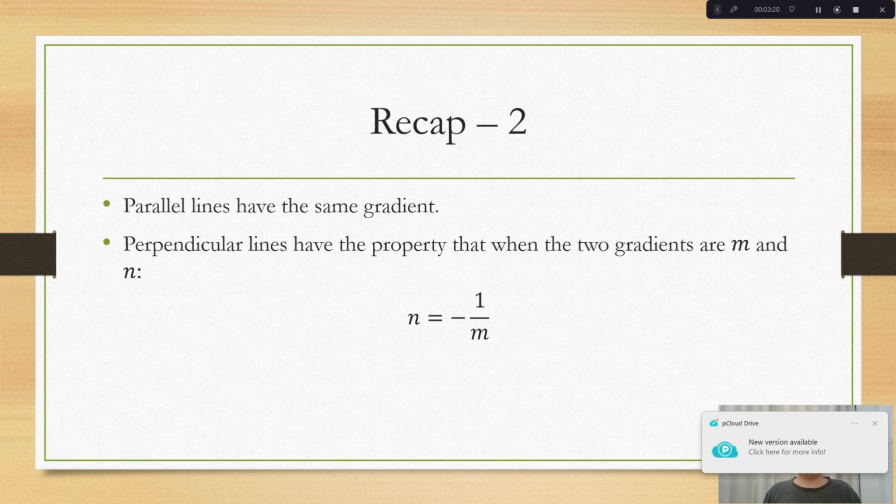And don't forget, perpendicular lines have the property that when the two gradients are m and n, n is negative 1 over m. This may take a little bit of work to verify, but you can use Desmos to do it.